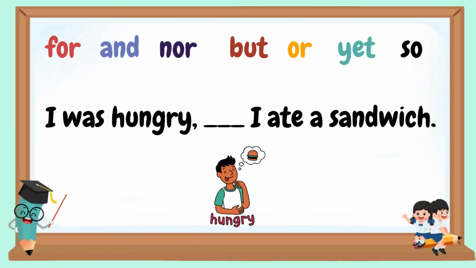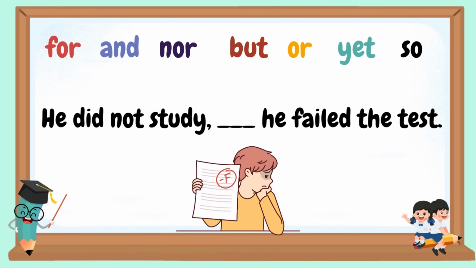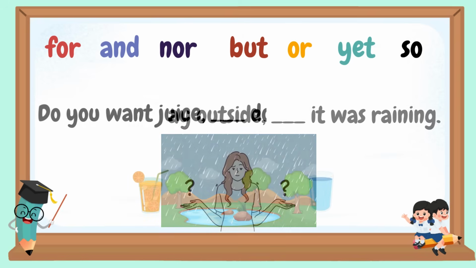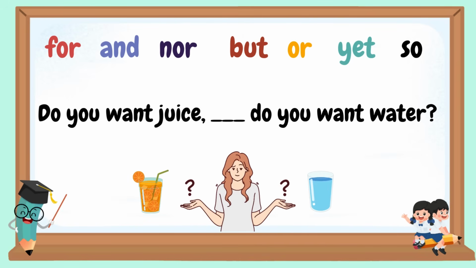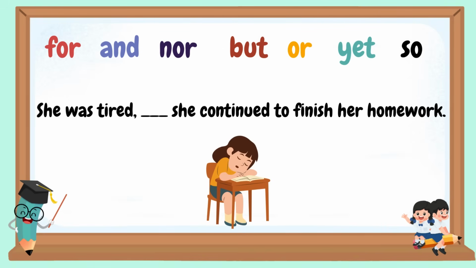I was hungry. Blank, I ate a sandwich. He likes cats. Blank, he likes dogs too. He did not study. Blank, he failed the test. I wanted to play outside. Blank, it was raining. Do you want juice? Blank, do you want water? He does not like spinach. Blank, does he like broccoli? She was tired. Blank, she continued to finish her homework.